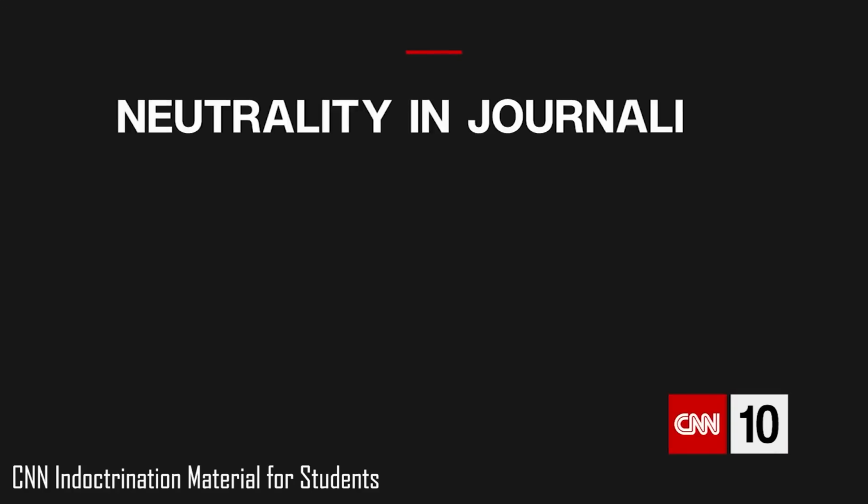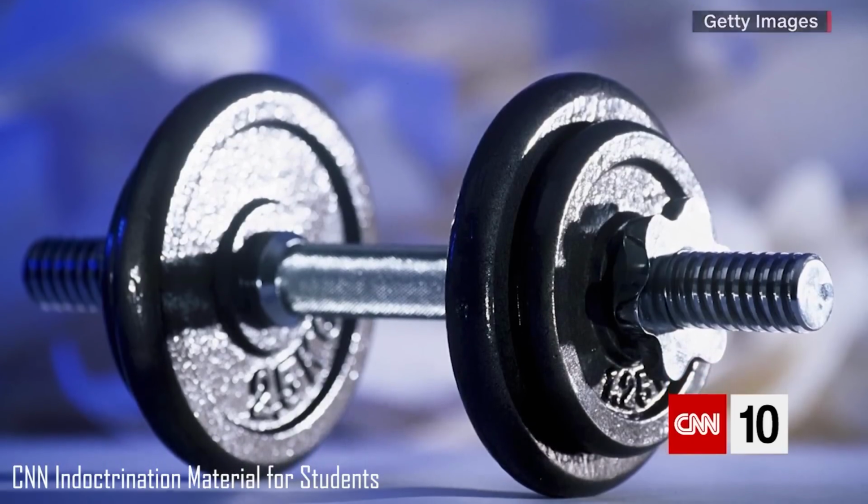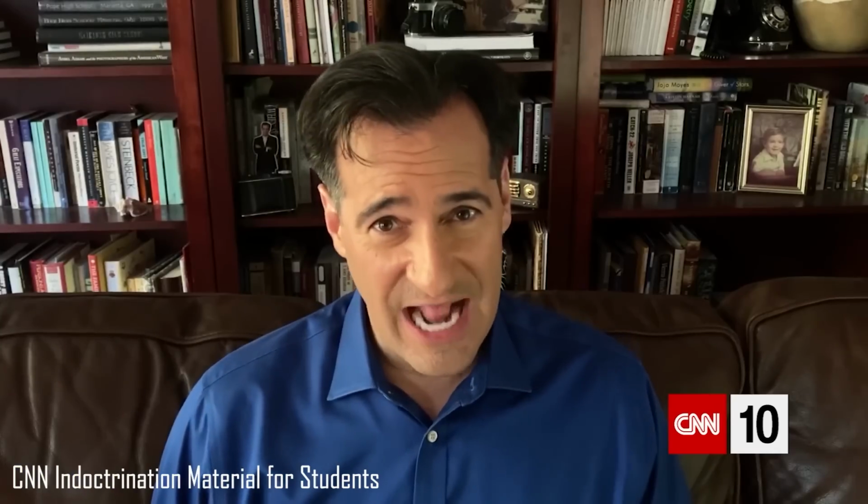If your goal is to stay neutral on controversial topics, there are two things you got to keep in mind: balance and weight. Think of it like lifting a pair of dumbbells. If you want a balanced workout, you need them to weigh the same. On CNN 10, we want to keep our coverage like our diet, balanced.